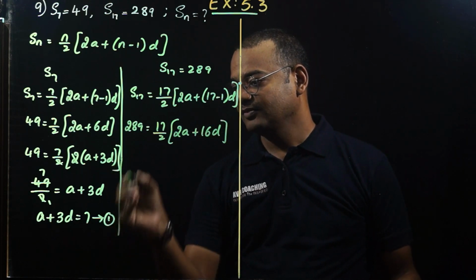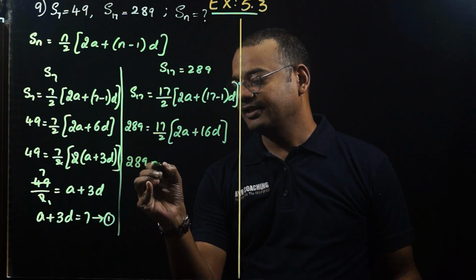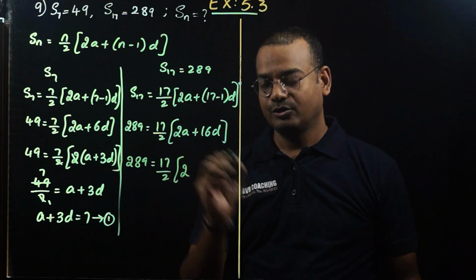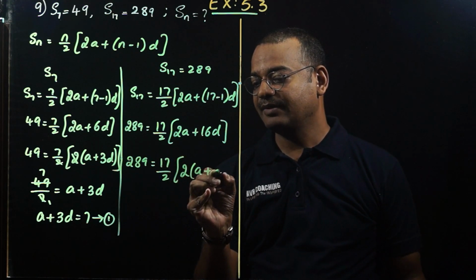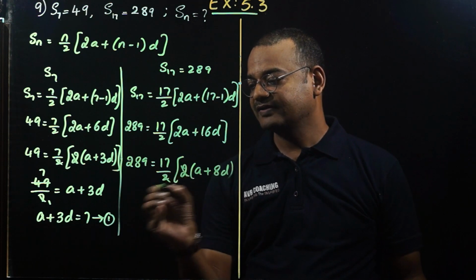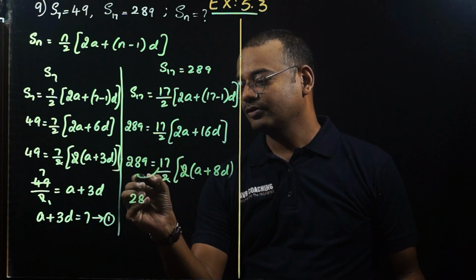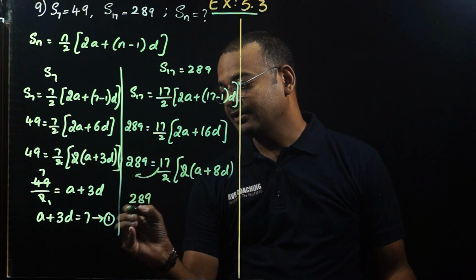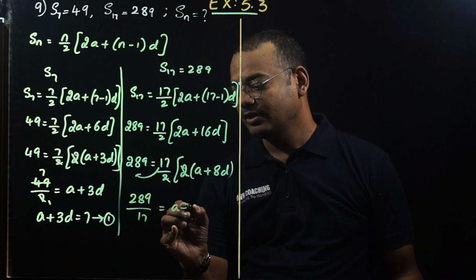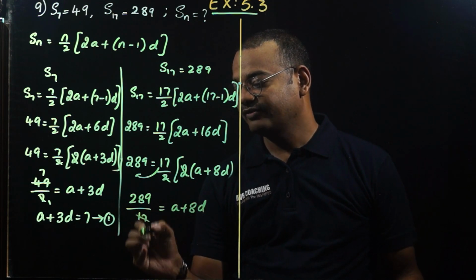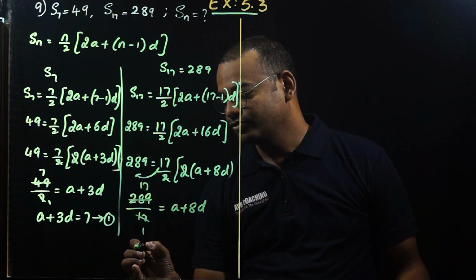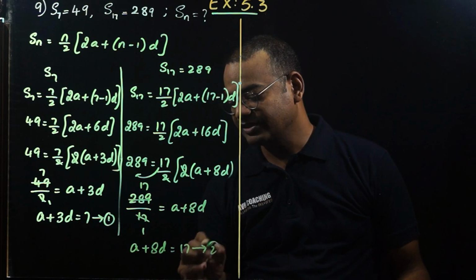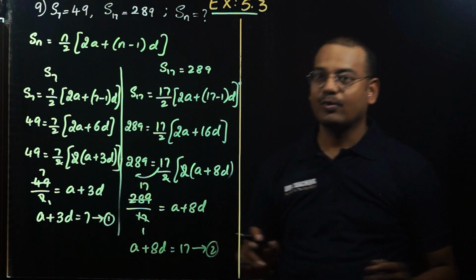So 289 is equal to 17 by 2 into, again you are going to take 2 common, so this will be a plus 8d. 2 gets cancelled. Now 17 comes to the left hand side. Since it is multiplication, it can be written as 289 by 17 is equal to a plus 8d. 17 sevens are 119, 17 seventeens are 289. So here a plus 8d equals 17. This is equation 2. We will solve equations 1 and 2.